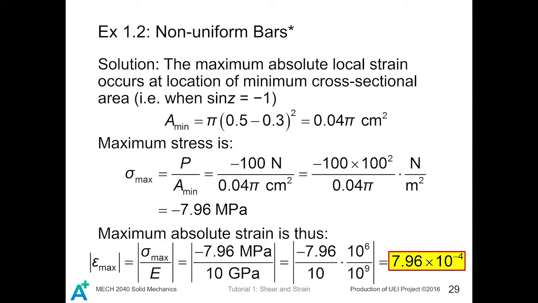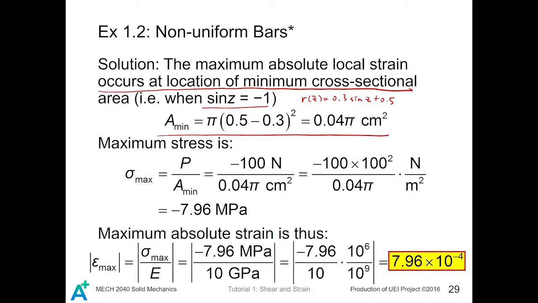In order to solve this problem, we observe that the maximum absolute local strain occurs at the location of minimum cross-sectional area. Recall that R(z) equals 0.3 sin z plus 0.5. The cross-section is a circular region. Therefore, we conclude that the minimum cross-sectional area occurs at the minimum radius. In order to minimize the radius, we take sin z equals minus 1. Therefore, R equals 0.2. Consequently, we can find the minimum cross-sectional area.